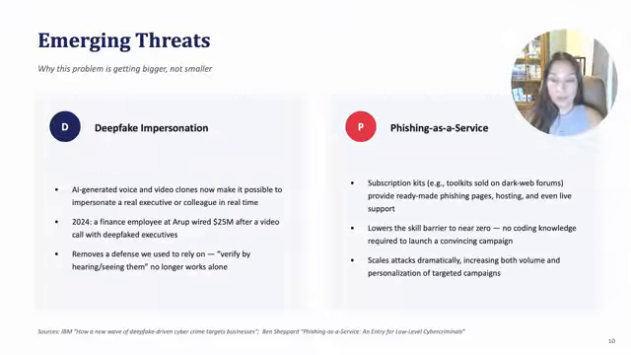Okay, so why is this problem getting bigger and not smaller? Because phishing and vishing and all of these social engineering techniques have been around for many, many years. You can find examples of vishing on YouTube that are at least 10 years old. So how is this still a problem? Why haven't we been able to stop this yet?